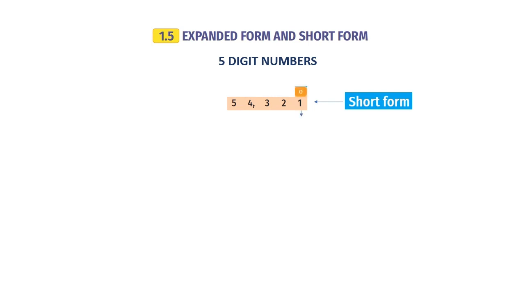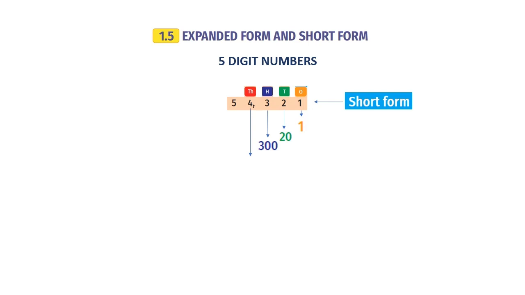Place value of 1 in 1's position is 1. Place value of 2 in 10's position is 2 multiplied by 10, or 20. Place value of 3 in 100's position is 3 multiplied by 100, or 300.